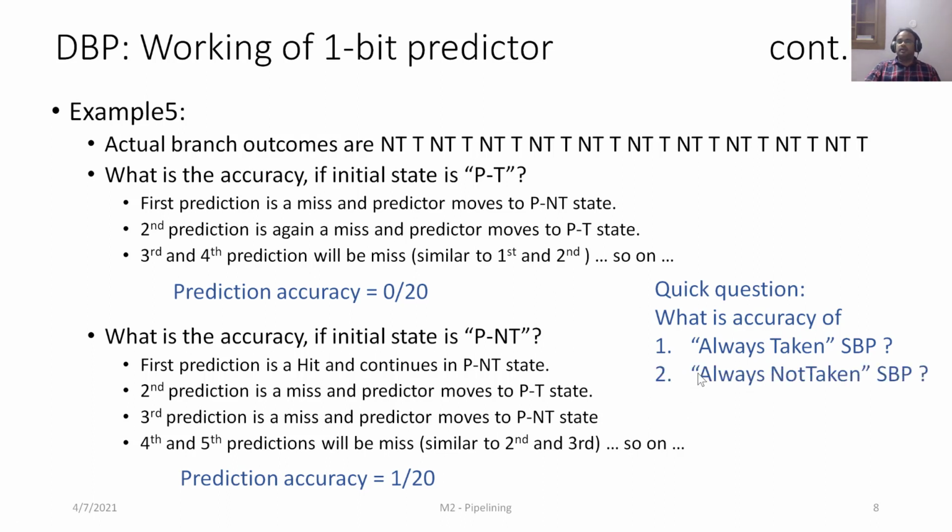Also, if we say that my static branch predictor will predict not taken all the time, even in that case we have an accuracy of 10 upon 20. So this is one specific case where the dynamic branch predictor, specifically the 1-bit branch predictor, is beaten by a simple static branch predictor, right? The reason being the branch outcome is flipping every time. So whenever we have such branches, the 1-bit branch predictor is not a good branch predictor.